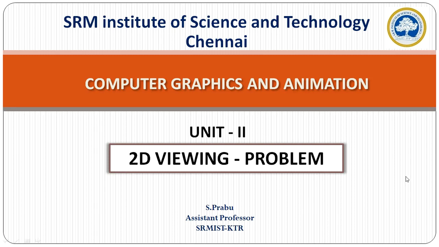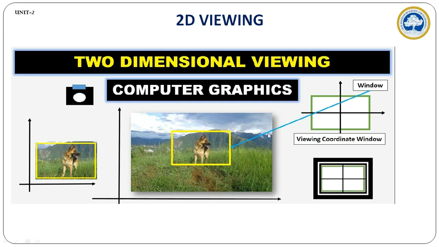Hello students, in this video I am going to teach the problem part of 2D viewing. In a world coordinate area, there is a specific part selected for display that is called the window. That window can be displayed on a screen in a particular area that is called the viewport. Now we are going to map the window coordinates onto the viewport.